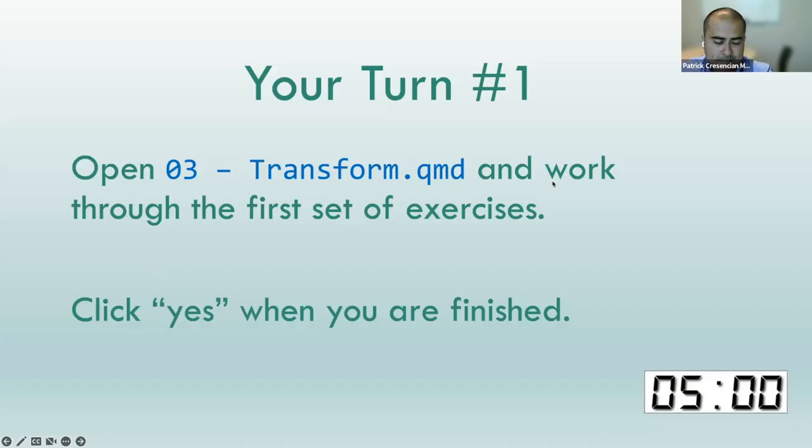All right. So we've covered multiple dplyr functions. We're going to pull it all together and go through a small set of exercises in our Quarto document for this lesson. So go ahead and go into your 03 transform Quarto document and work through that first set of exercises, and stop when you get to the end of that first set of exercises. Go ahead and click yes when you're finished. I'm going to start the timer here.